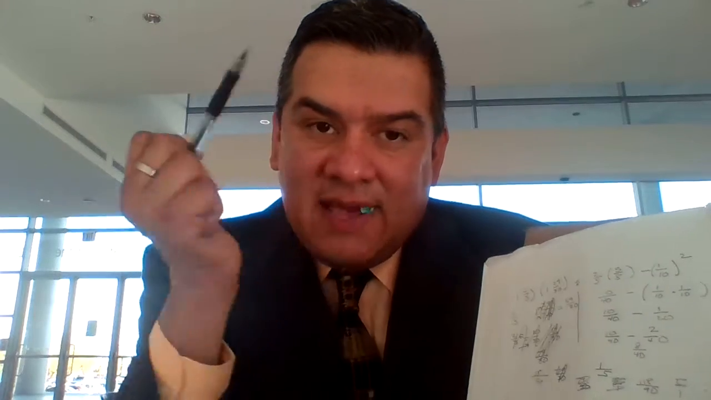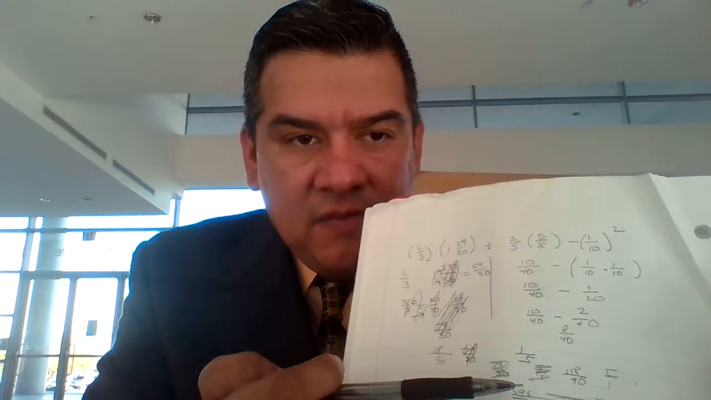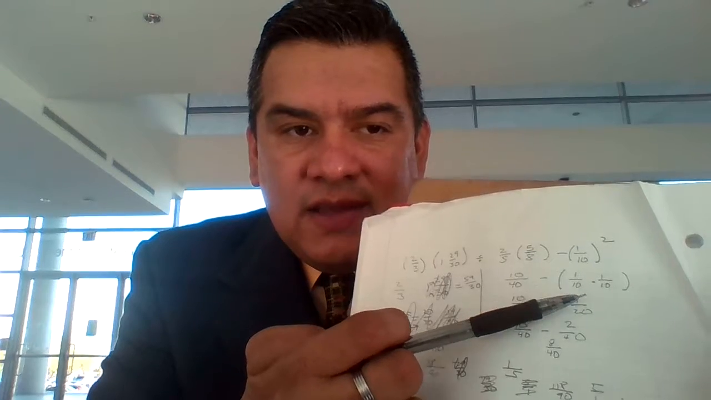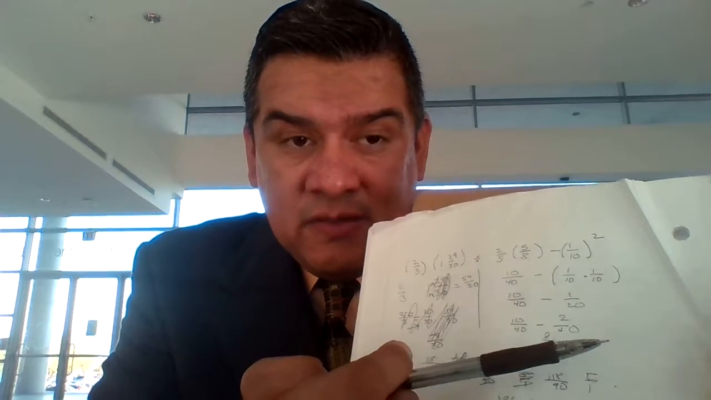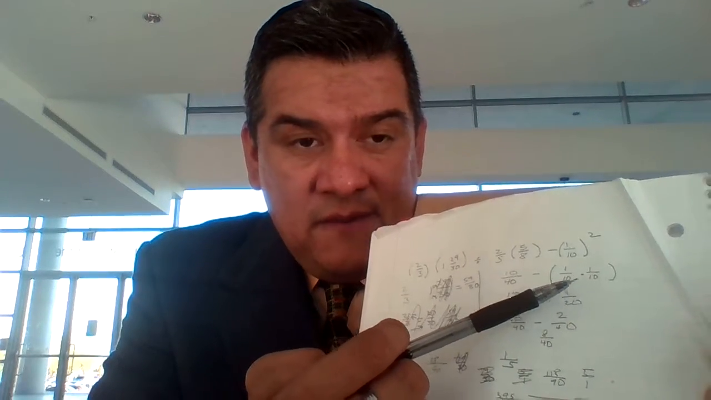So what do we do with this 1/10 squared? We know anything squared just means itself times itself. So let's just move that out and multiply 1/10 times 1/10. We know by multiplying fractions, just multiply the tops, just multiply the bottoms. And we get 1 times 1 is 1. 10 times 10 is 100. Alright, so again, I made another mistake, and I'm just going to fix that, and it's all just sloppy mistakes. So now we have 10 over 40 minus 1 over 100.